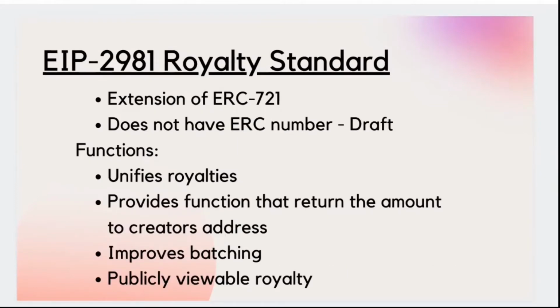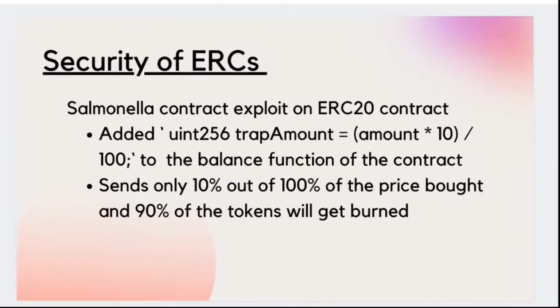The EIP is still in draft, and it is an EIP, not an ERC, because it doesn't have an ERC number assigned yet. But it's supposed to be an extension of 721, and this is just one example of the extension EIPs, or ERCs, that was supposed to have unified royalties. And then I'm going to dig a little bit into the security of ERCs, because that is something I've been researching lately.